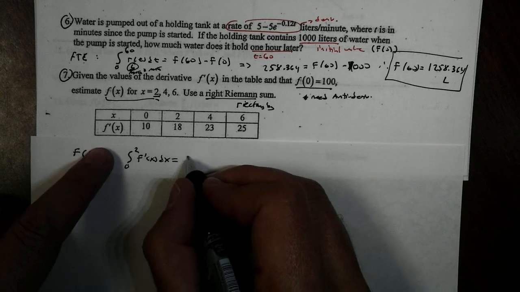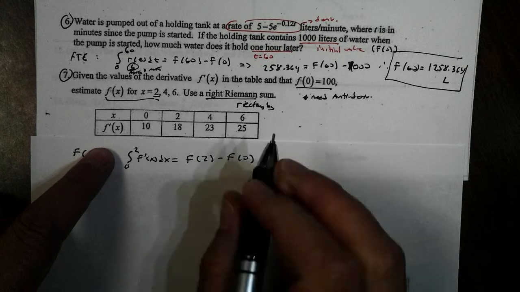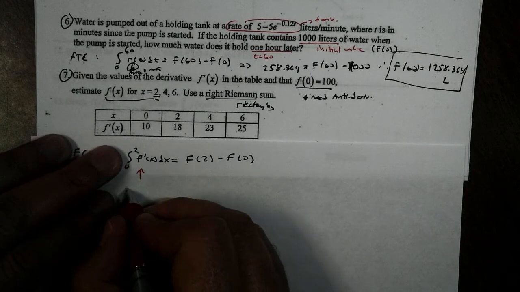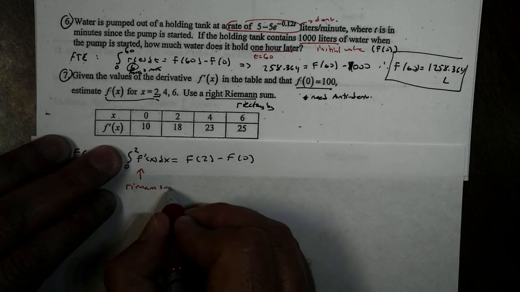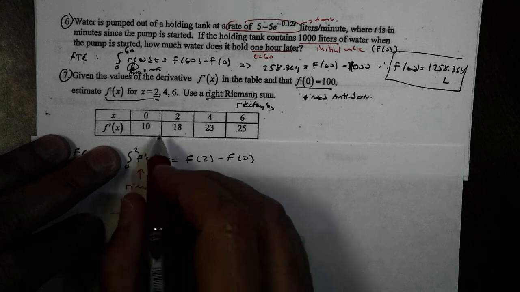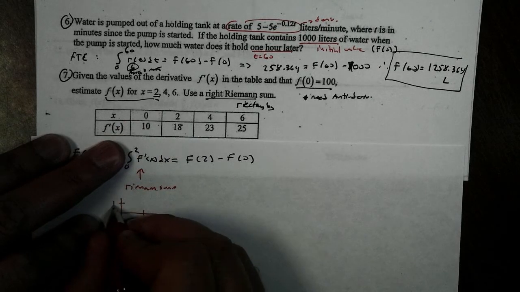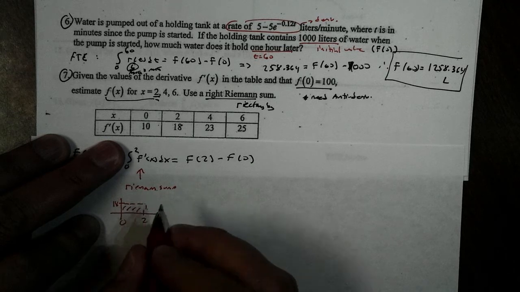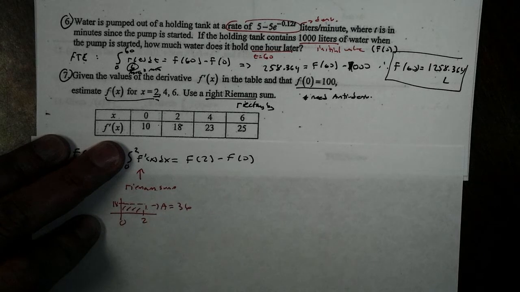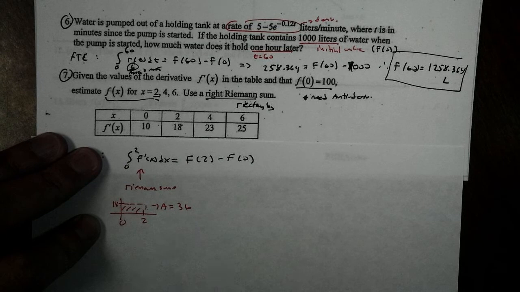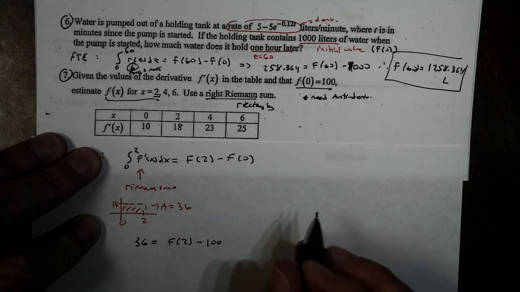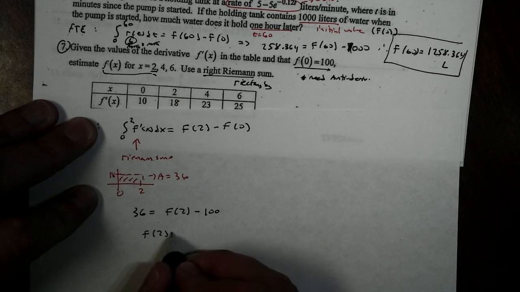Using my FTC, this is going to be f of 2 minus f of 0. But since I don't have a function to plug in, I am going to use my Riemann sum right there. From 0 to 2, it tells me to use a right Riemann sum. 2 is on the right, so the height there is 18. The area is 36. So we get 36 equals f of 2 minus f of 0, my original, 100. And therefore, f of 2 would be 136.